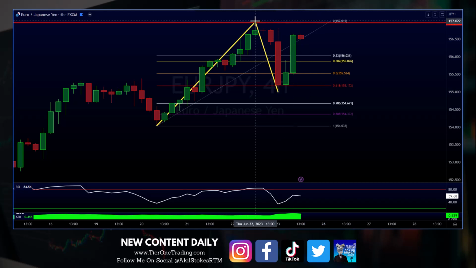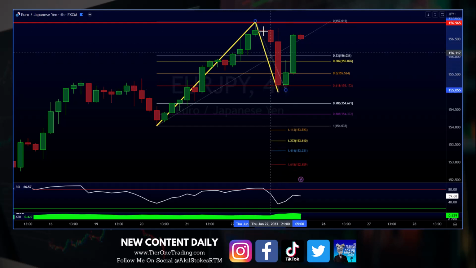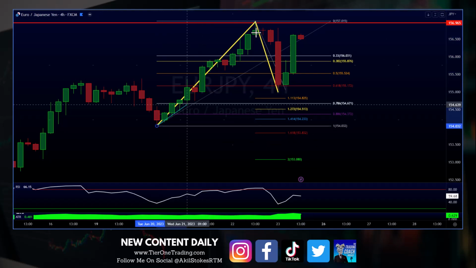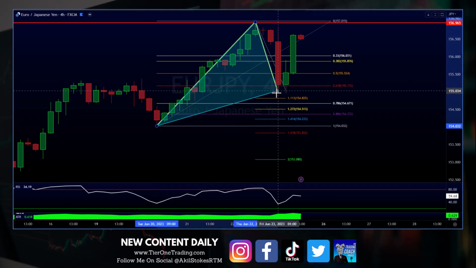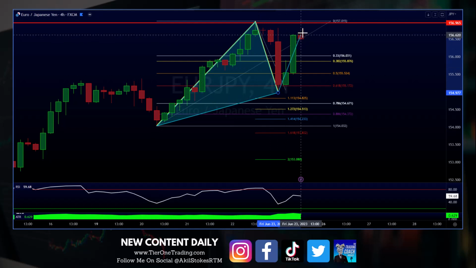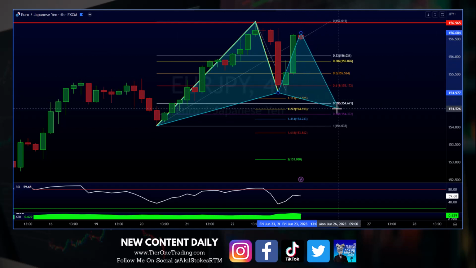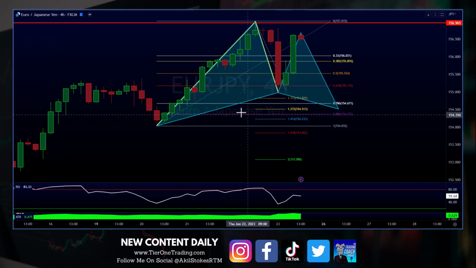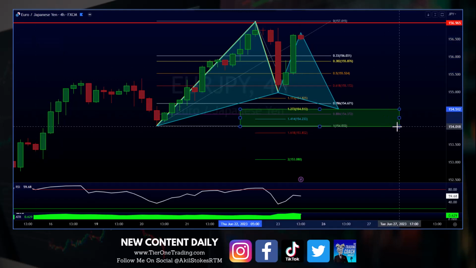I can then bring out my Fibonacci extension tool, measure that from my A leg to my B leg, my swing high to swing low, and back up. And I know that if price action were to come back down to my 127 Fibonacci extension, that is going to give me a bullish Gartley pattern, right?